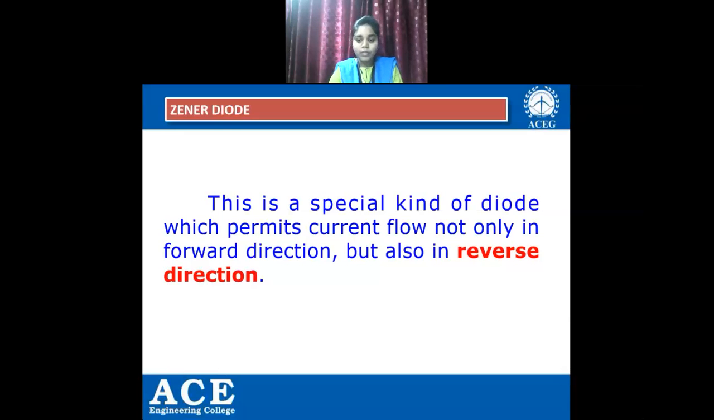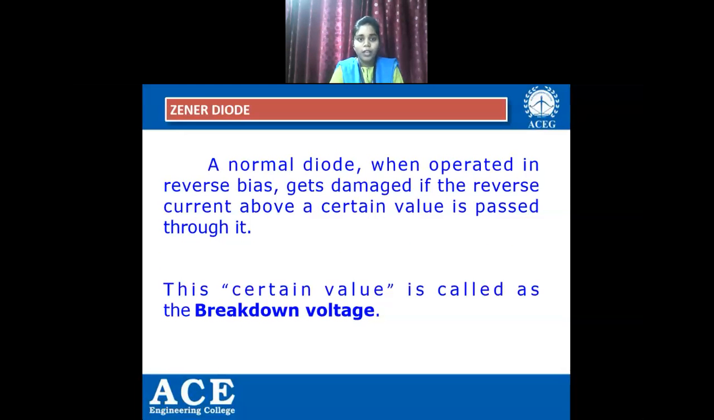Right? That breakdown is known as breakdown voltage. Now what in case of Zener? That we need to know. Here we can see a normal diode when operated in reverse bias gets damaged when the reverse current above a certain value is passed through it. This certain value is called the breakdown voltage in case of any normal diode, say PN junction diode. Now what is going to happen in a Zener diode when we have crossed some certain breakdown voltage?